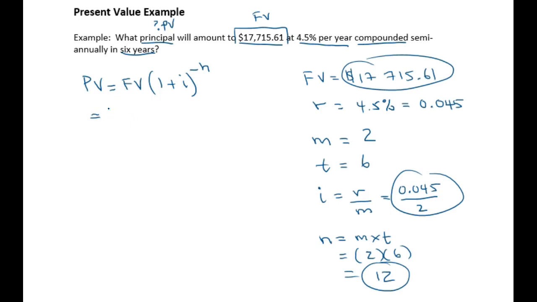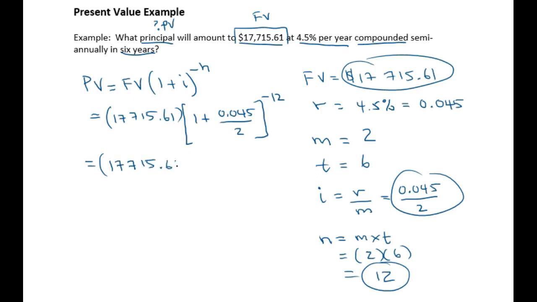So present value is future value, 17,715.61, multiplied by 1 plus i, 0.045 divided by 2, and all of that is to the negative 12. So again, please follow BEDMAS. Whether you do it all in your calculator in one go, or you take a few intermediate steps, just make sure you don't round until the very end. So I did my intermediate bracket here before I did my exponent. Just keep everything in your calculator.